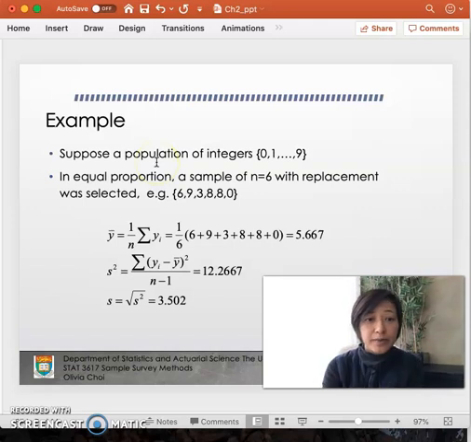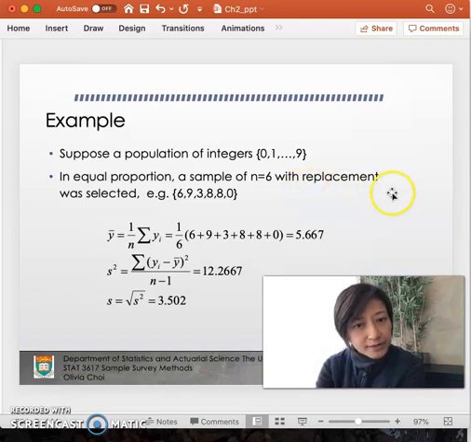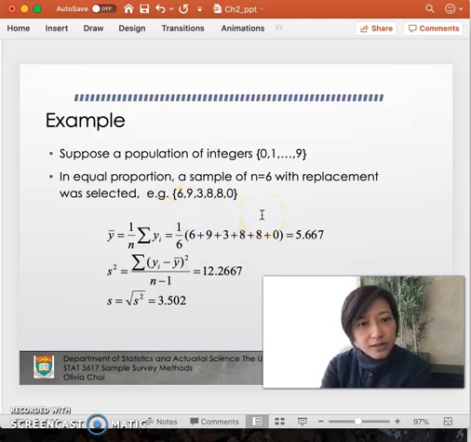So back to our example, the infinite population example, from 0 to 9. If we choose a sample size of 6 with replacement from the population, then we can choose a sample. For example, we can choose 6, 9, 3, 8, 8, 0. Pay attention to the replacement. With replacement in this case means that each time a number is chosen, the population size is 10 digits, 10 integers. So with replacement, each integer would be chosen with equal probability of 0.1. So we can see that the integer 8 was chosen twice, because every time we choose the sample from the population from 0 to 9.